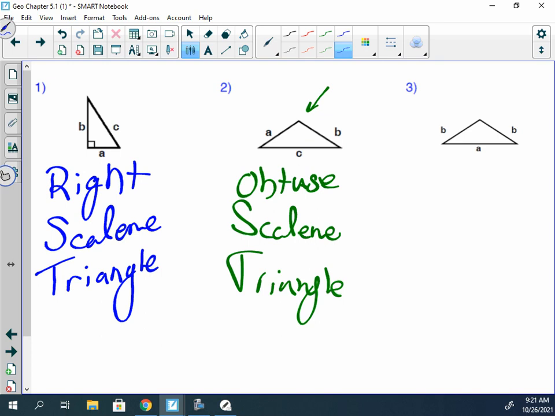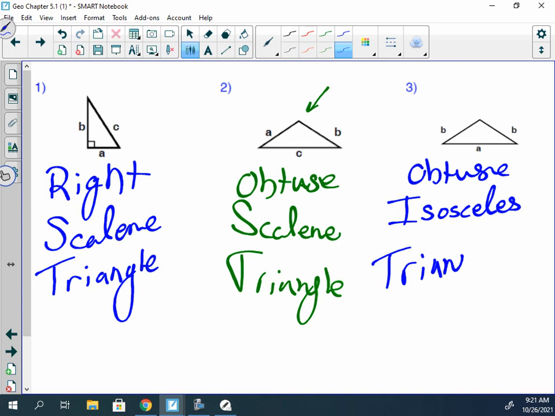How about number 3? Yep. And we know it's isosceles because two of the sides have a length of B. Questions on this here?